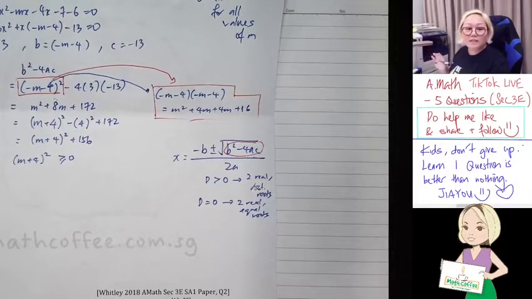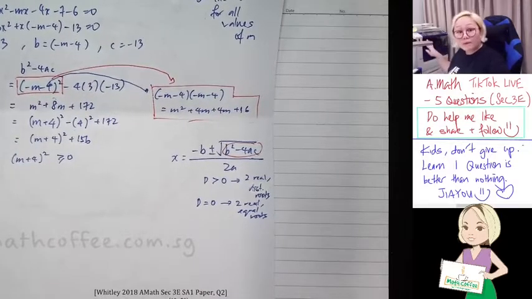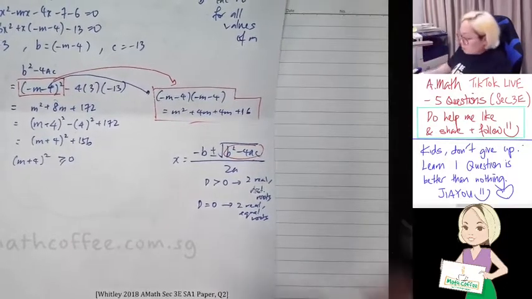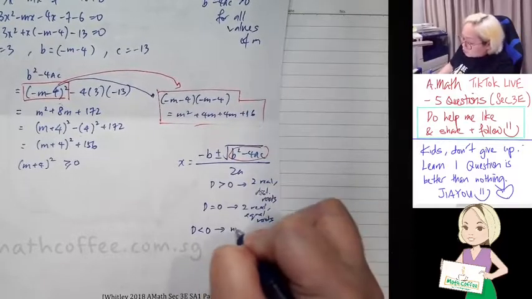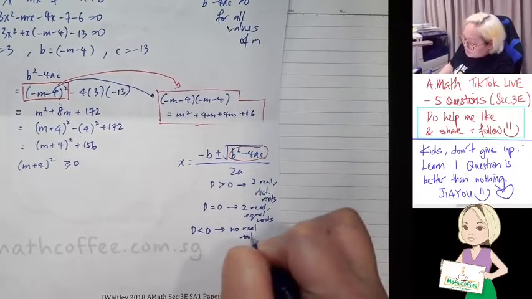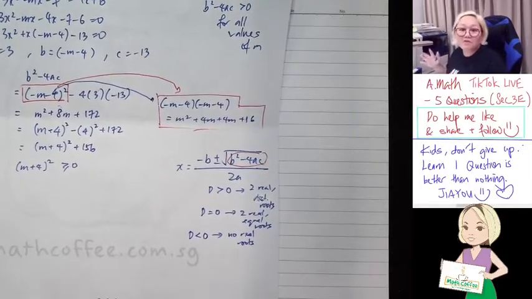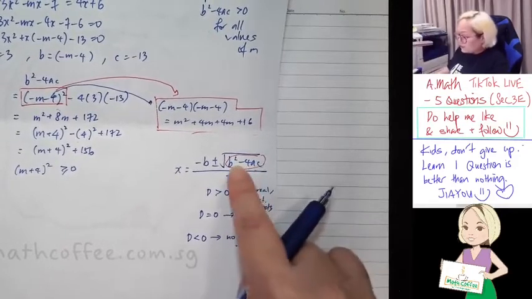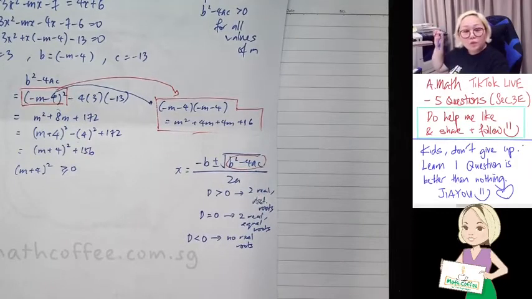It's not in the secondary school syllabus, but there is this number called the imaginary number. So in this case, when the discriminant is less than 0, I have to say no real roots. I cannot say no roots, it's no real roots, because there are imaginary roots. So this is how you remember your discriminant.